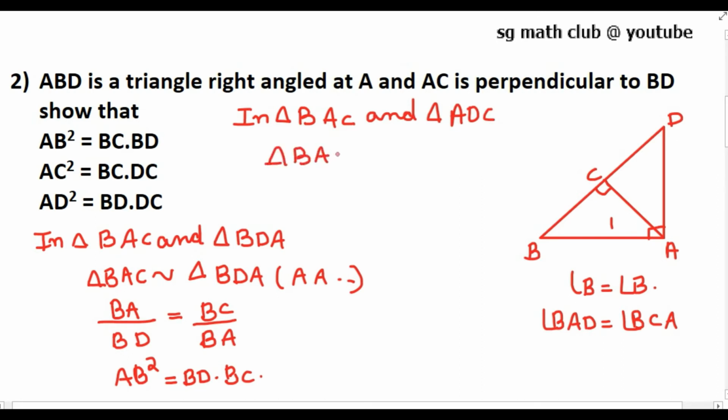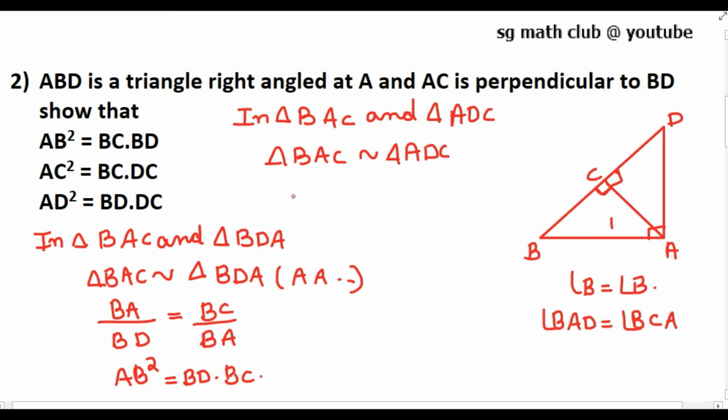Just now we have proved triangle BAC is similar to triangle ADC, because the perpendicular drawn from the vertex to the hypotenuse divides the triangle into two parts, and these triangles are similar to each other. Or we can say that angle C will be equal to this angle. Again, angle A is equal to angle D. So this we have already proved.